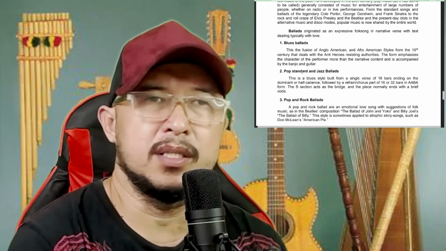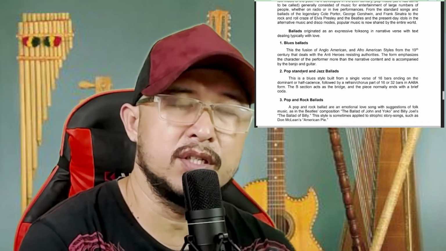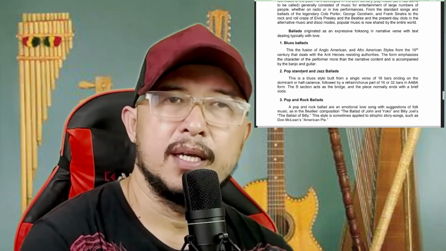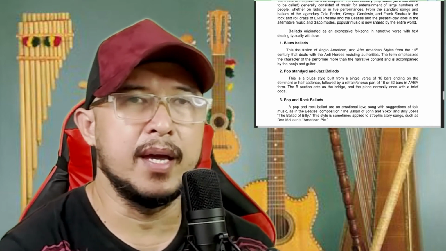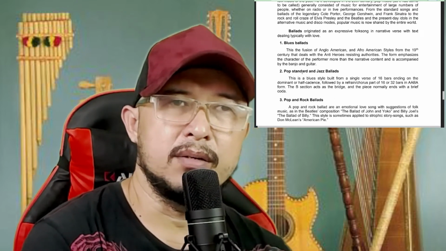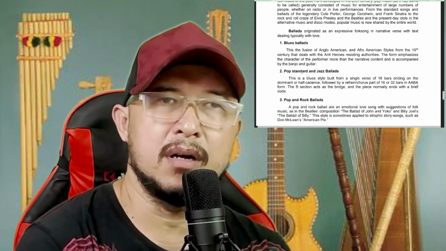When we talk about 16 bars, we are counting 16 bars in a verse. And of course, you will have A, and then the B section, which acts as the bridge, and then A again, and the piece normally ends with a brief coda. And we also have pop and rock ballads.